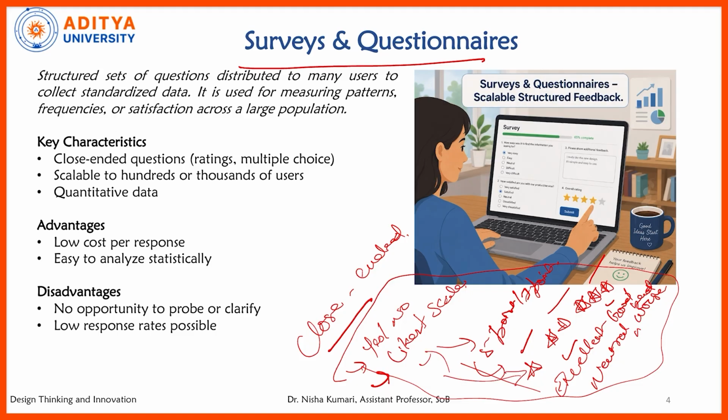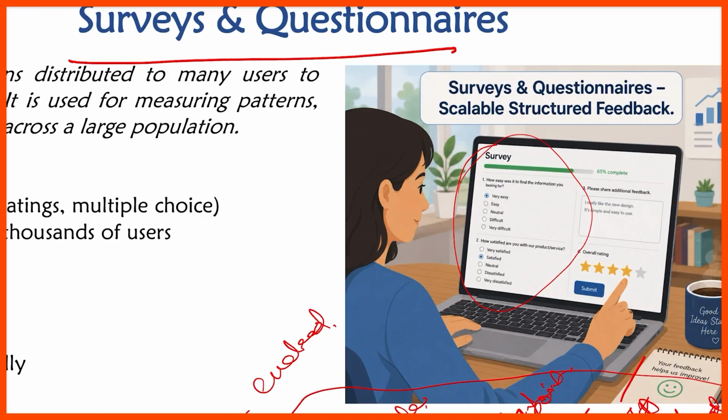For example, you can see in this picture, they ask, how easy was it to find the information you're looking for? Very easy, easy, neutral, difficult, or very difficult. In that you selected very easy, meaning it was very easy for you to find this information. The second one is, how satisfied are you with your product or service? Satisfied, very satisfied, neutral, dissatisfied, and very dissatisfied.